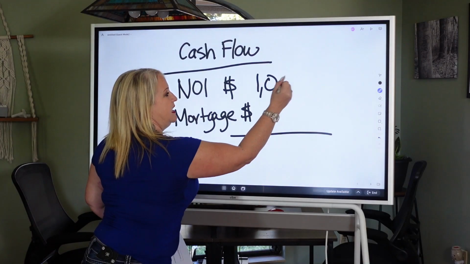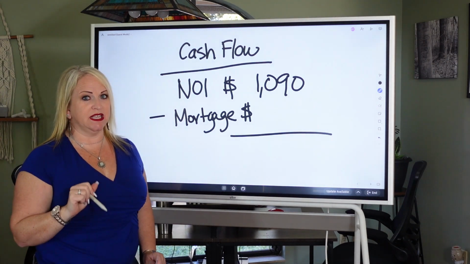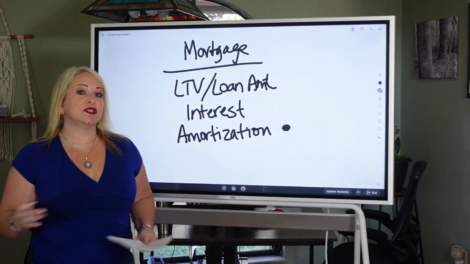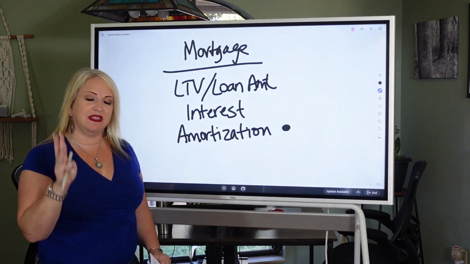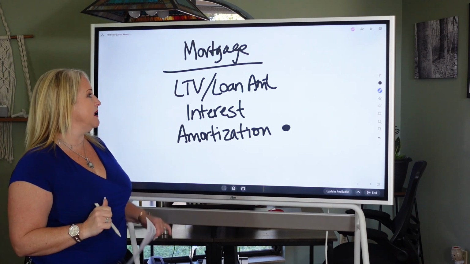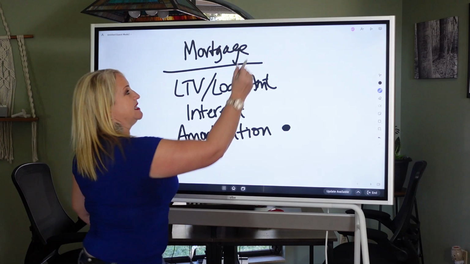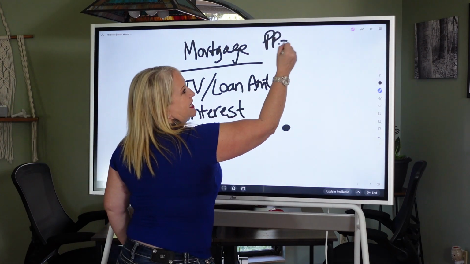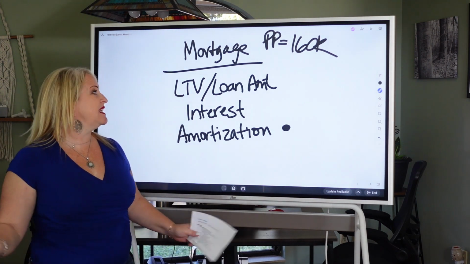So we had $1,090 NOI, but we also have to figure out what the mortgage is. So let's calculate that real quick. Okay, so let's figure out what the mortgage payment's going to be. Remember, we talked about that there are 3 things that impact what the mortgage payment's going to be. LTV or loan amount. Let's just say, for example, our purchase price is $160,000, right? So we're buying this thing for $160,000.